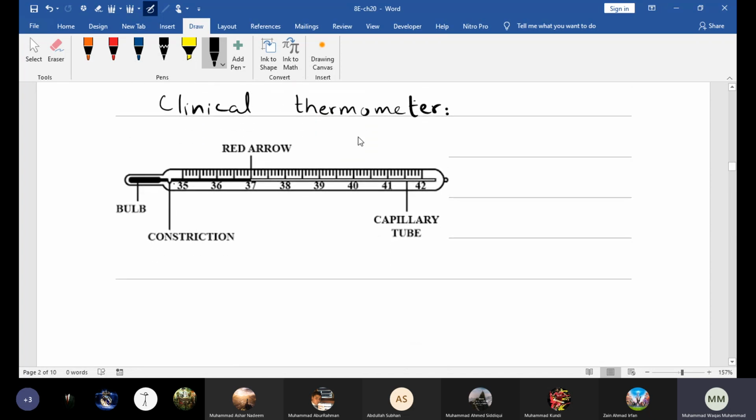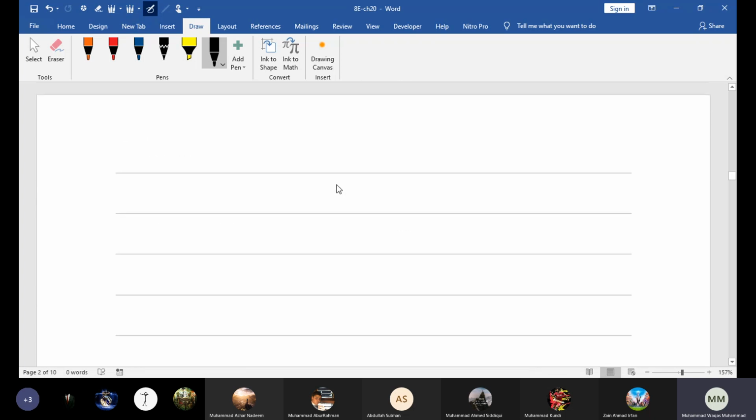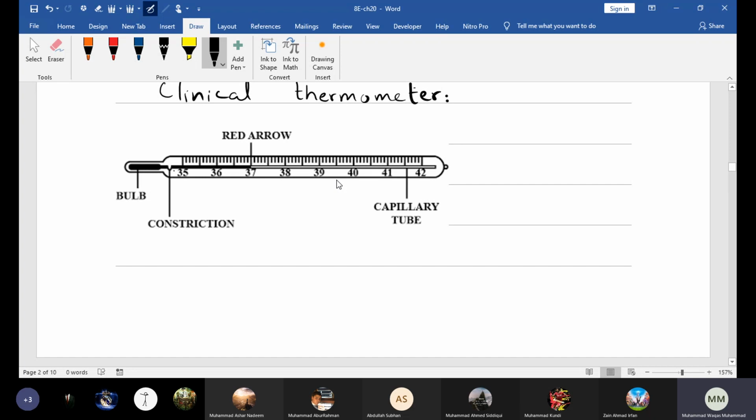Now, beta, the clinical thermometer is basically a liquid in glass thermometer, right? This is the thermometer that doctors use to measure human body temperature. You can see here this thermometer has a small range. Its range is only 35 degrees Celsius to 42 degrees Celsius, right? So its range is small, only a few degrees on either side of the normal human body temperature.